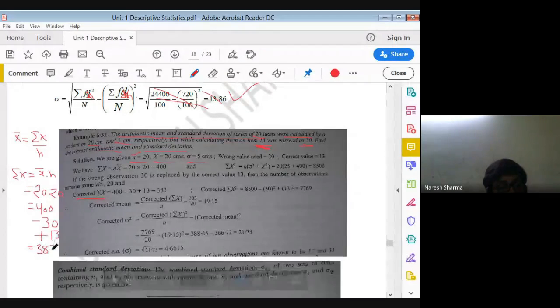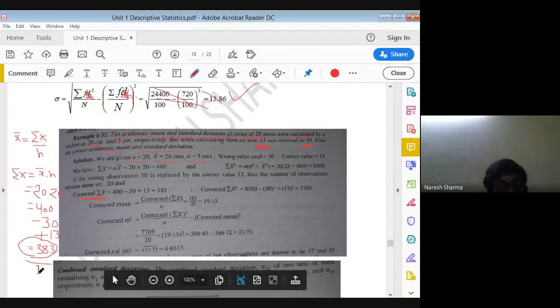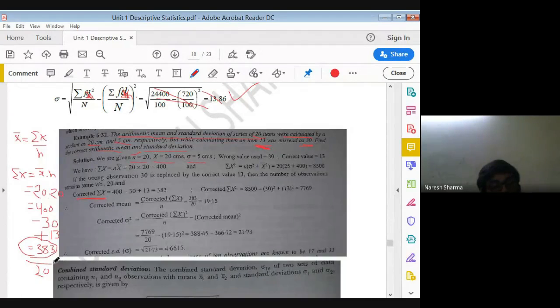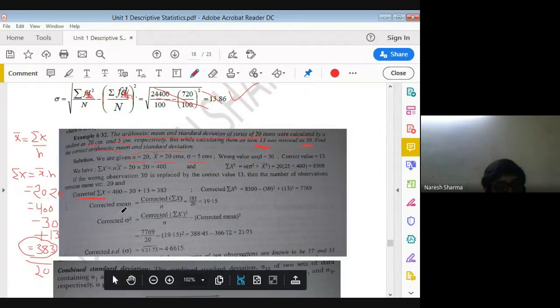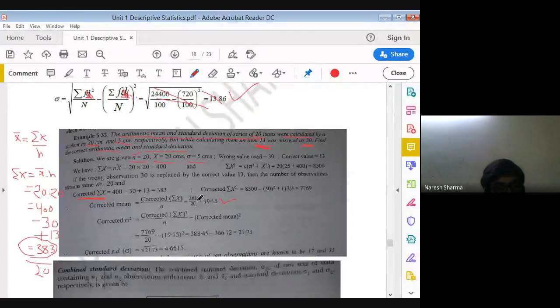So that is the correct sum now. If we divide the correct sum by the number, that is 20 here, that gives you the correct mean. So 383 by 20 gives you the correct mean. Here we have done the first part, that is the correct mean. We just calculate the sum, then subtract the wrong item from it, add the correct value, and we get the correct sum. Divide this correct sum by n, we get the correct mean, that is 19.15.